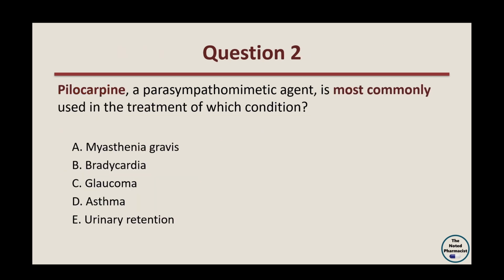Question 2. Pilocarpine, a parasympathomimetic agent, is most commonly used in the treatment of which condition? Option A, myasthenia gravis. Option B, bradycardia. Option C, glaucoma. Option D, asthma. Option E, urinary retention.